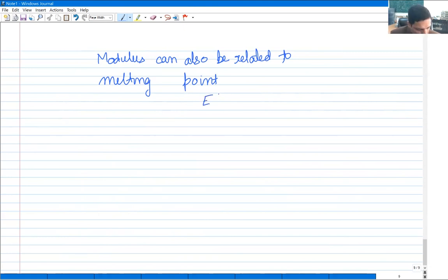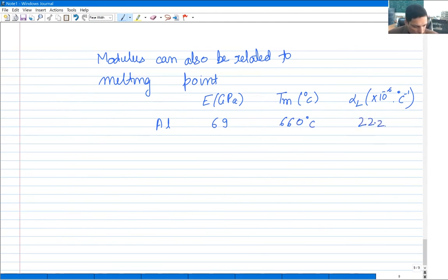So let's look at elastic modulus, melting point, and for sake of completeness, we will again put coefficient of thermal expansion, which is into 10 to the power -6. So we'll put a couple of examples. Aluminum: elastic modulus is lower, melting point is also lower, and coefficient of thermal expansion is much higher, 22.2. Copper: a little bit higher modulus, 117. Melting point is 1084, so a little bit higher melting point and a little bit lower coefficient of thermal expansion.